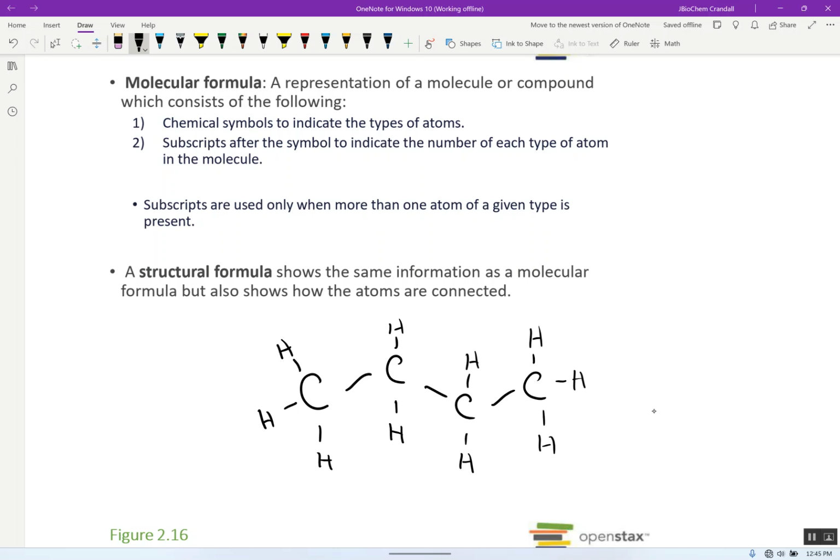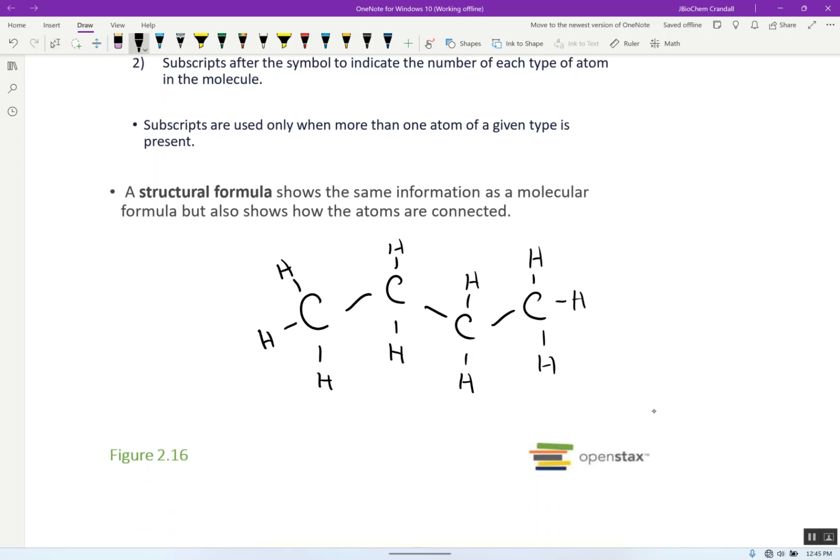So this would be the structural formula of butane. Like the gas that you have in your lighters, butane lighters, that's butane right there, okay? That's the structural formula of it. Or you could get line formulas. Line formulas would just be like this. That's the line formula of butane.